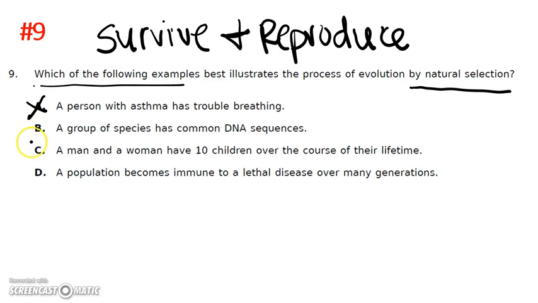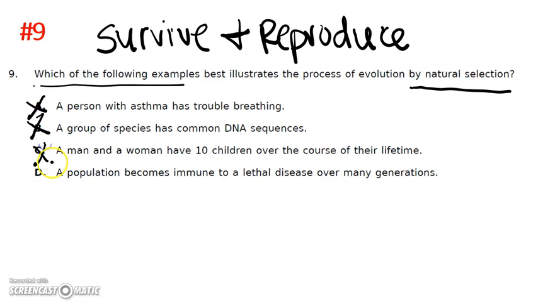B says a group of species has common DNA sequences. Well, we use DNA sequences to compare organisms to see if they're closely related, but that's not going to be how we see if their traits help them survive and reproduce. That's not natural selection.